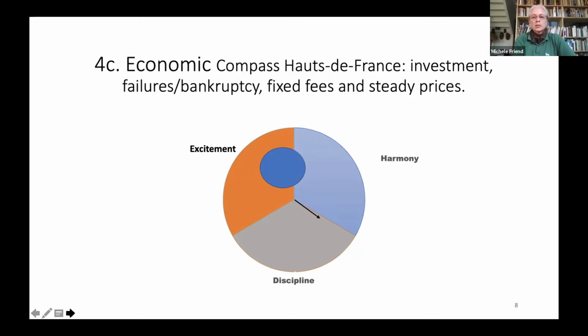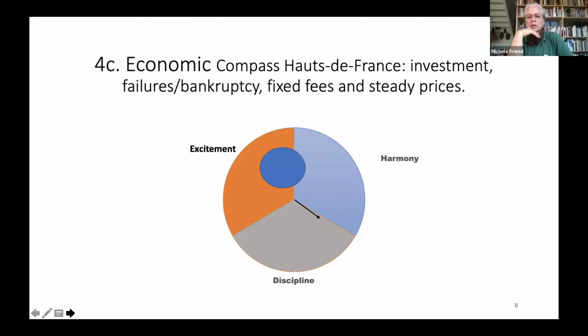We move to the economic compass, and there we see a very different picture again. So again, there's been some investment in Hauts-de-France, but things are fairly steady, so it's towards harmony. So when the arrow is in harmony just on the other side, it's sort of boring, you know, there's not too much activity going on. And as I said, there's been some heavy investment in the area, but it's not all that much, it's not making that much of a difference.